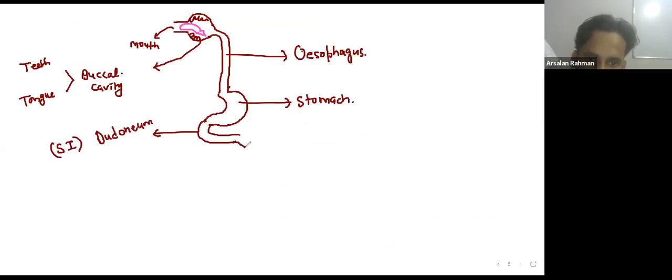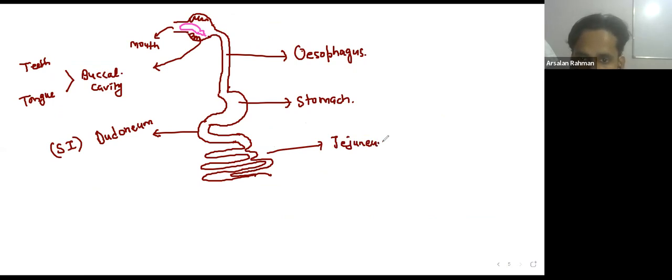Then it will enter into a highly coiled network-like structure. Can you see this tube-like structure? This is called jejunum. This is also a part of small intestine. Now the coiling. Can you see the pipe has been coiled like this? It is a pipe, no? There is a tube.